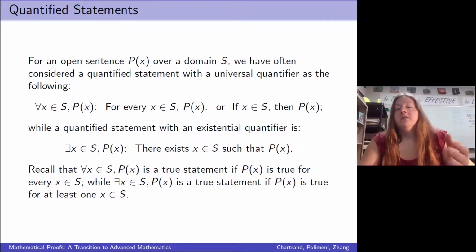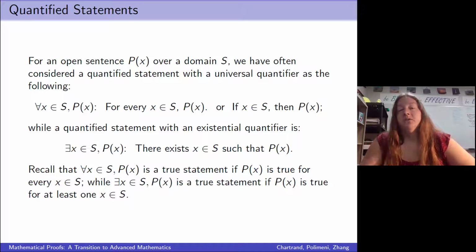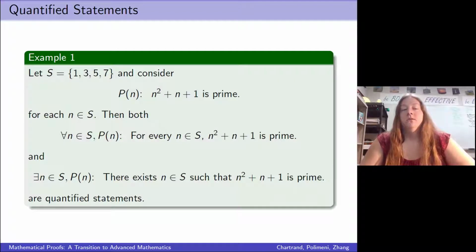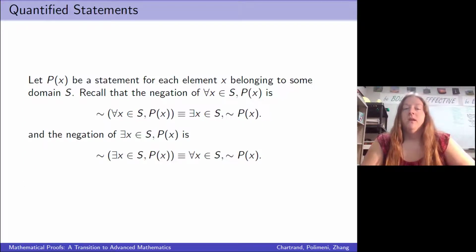Now, on the flip side, there's the existential quantifier, and we can say there exists an element in the domain such that P of X is true. So to show that this is true, we just need a single example from the domain that makes it true. I'm not going to take time to really talk through all of these examples because we've seen examples like this before. So here's one example. We can see that the universally quantified statement is false, but the existentially quantified statement is true.